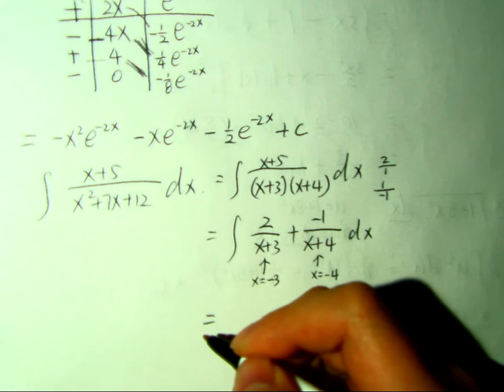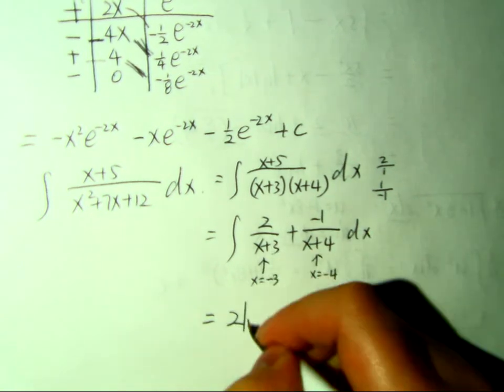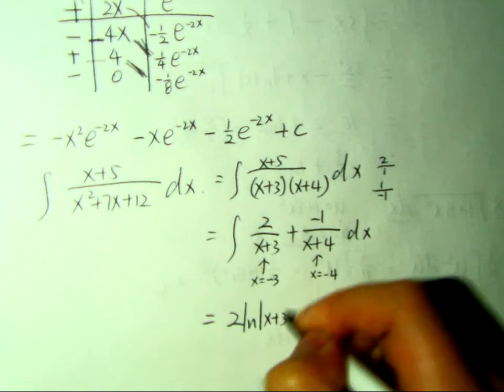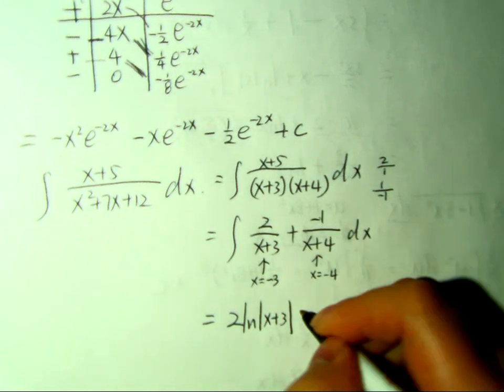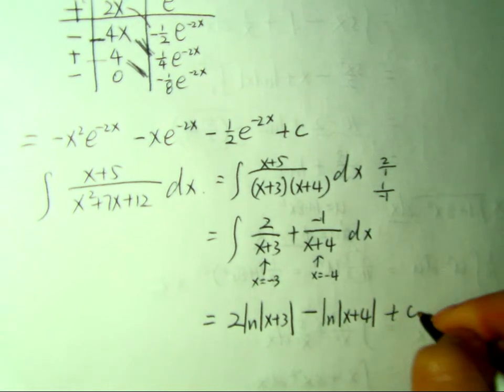And now we're able to have your answer by taking the integral. So 2, just 2, natural log of x plus 3. And the negative, so it'll be minus 1 times natural log of x plus 4. And then plus c, that's it.